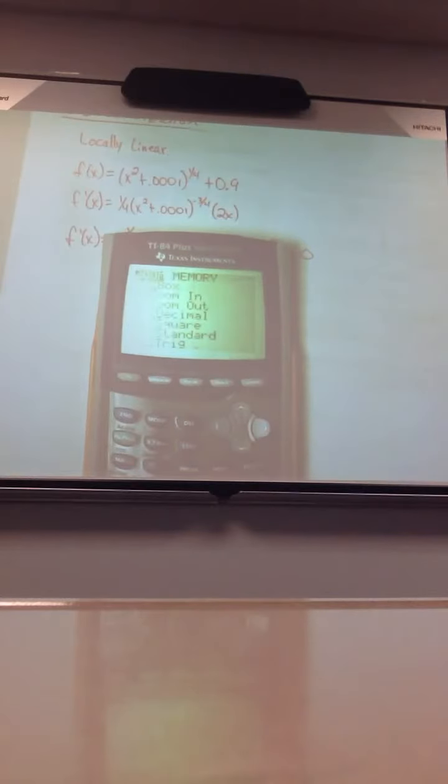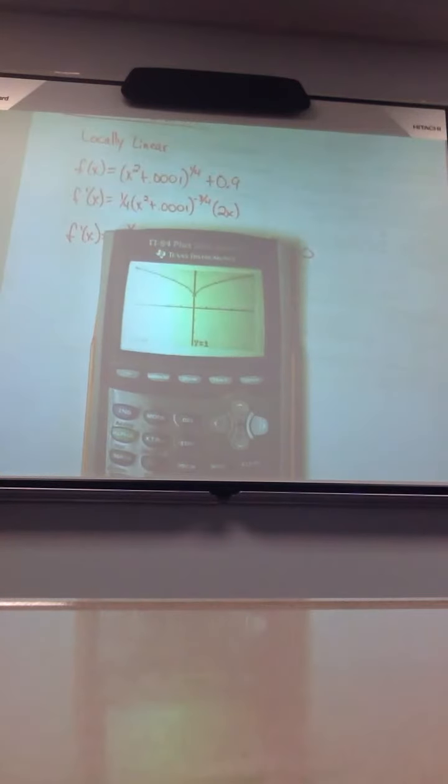Go zoom in, and then move it up to where y equals 1. And then hit enter, and it'll redraw it. And then you don't have to hit zoom in again. You just have to keep hitting enter, and it'll keep zooming in on that same spot. Yeah, I was like, what if it just works if you just keep pushing enter?